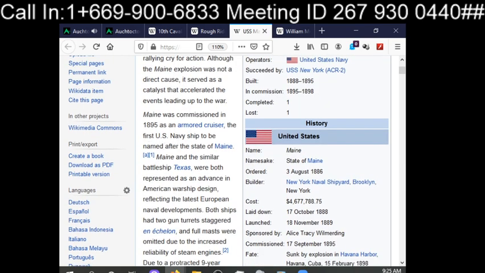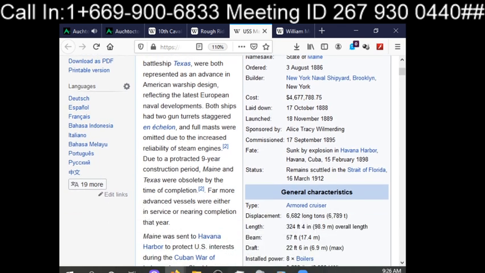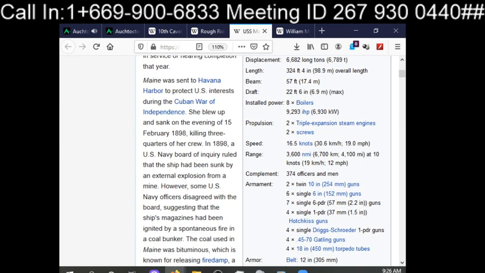Maine was commissioned in 1895 as an armored cruiser, the first U.S. Navy ship to be named after the state of Maine. Maine and the similar battleship Texas were both represented as an advance in American warship design, reflecting the latest European naval developments. Both ships had two gun turrets, staggered in echelon, and full masts were omitted due to the increased reliability of steam engines. Due to the protracted 9-year construction period, Maine and Texas were obsolete by the time of completion. Far more advanced vessels were either in service or nearing completion that year. Maine was sent to Havana Harbor to protect U.S. interests during the Cuban War of Independence. She blew up and sank on the evening of April 15, 1898, killing 3/4 of her crew.